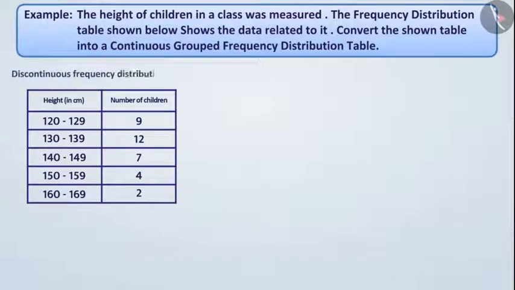The table shown below shows the discontinuous frequency distribution because the class intervals here are non-overlapping. That means there are gaps between upper and lower limits of two consecutive class intervals. Suppose the height of a child is 129.5 centimeter, then in which class interval will it be included in the table? Think.